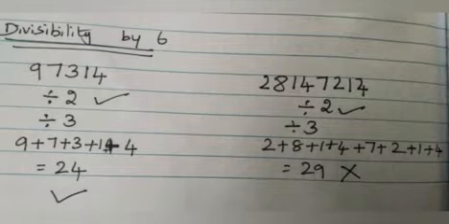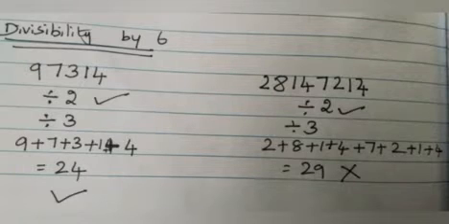Divisibility by 6. To check whether a number is divisible by 6, first it should be divisible by 2 and then it should be divisible by 3. Example 97314. Since the last digit is an even number, this number is divisible by 2. To check whether it is divisible by 3, you have to add all the digits and check whether that value is divisible by 3. You are getting 24. So it is divisible by 3, so this number is divisible by both 2 and 3. So this satisfies the divisibility rule for 6.